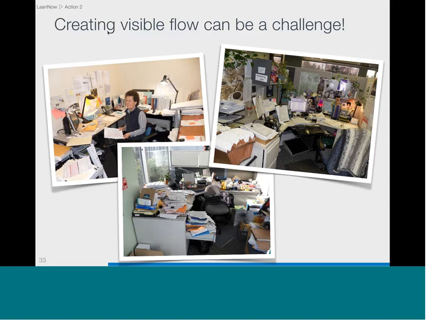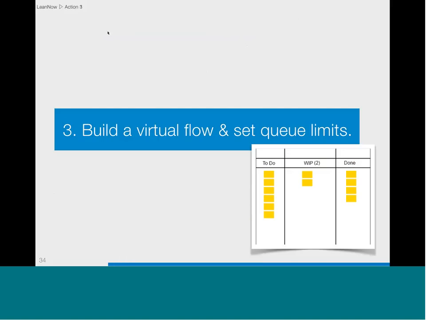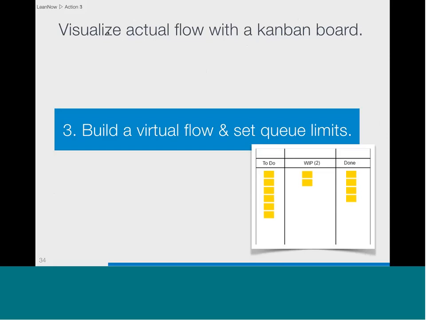The third step is to build a virtual flow and set the key limits for that flow. It doesn't have to be a virtual flow. We might use physical methods if the employees are already co-located and they can all see the physical flow board. But there are a lot of reasons, even when employees are co-located, to use a virtual kanban board, because there's so much other information that's kept with that board that's useful to us.